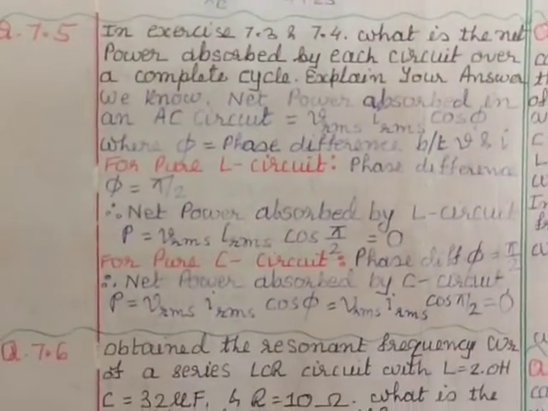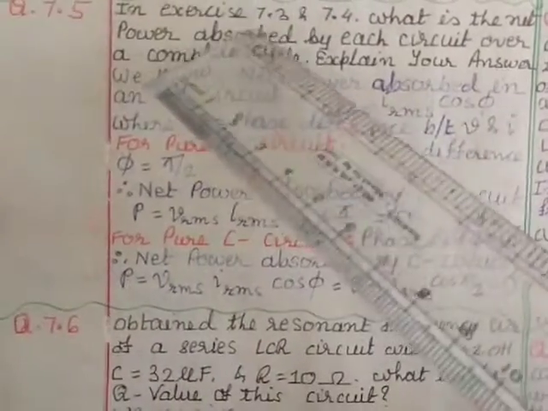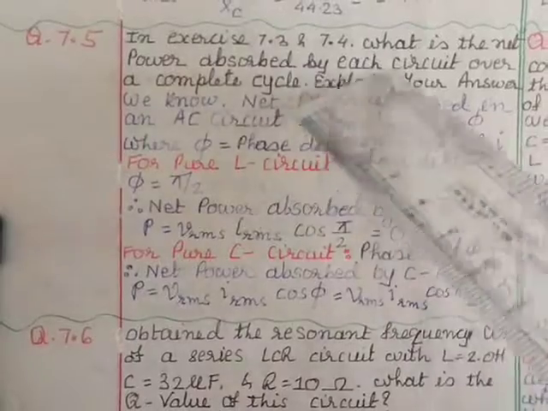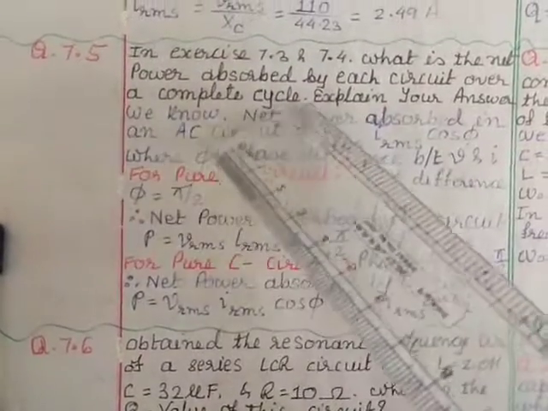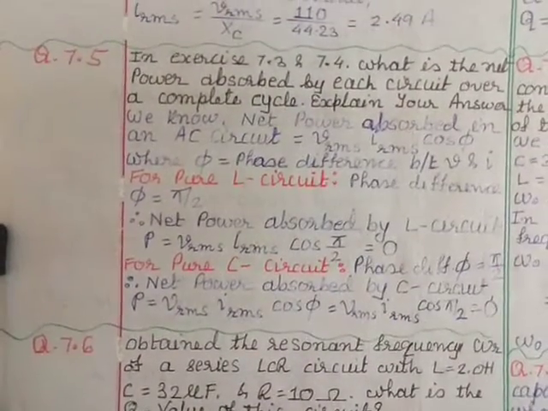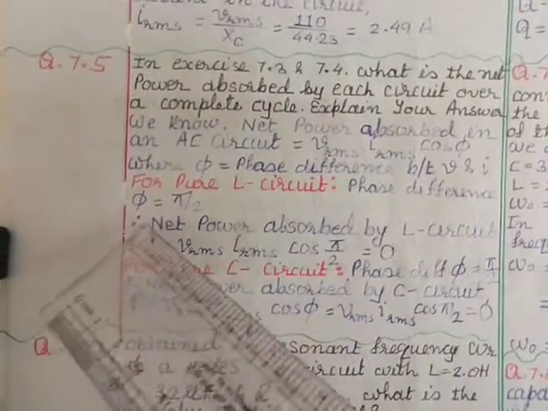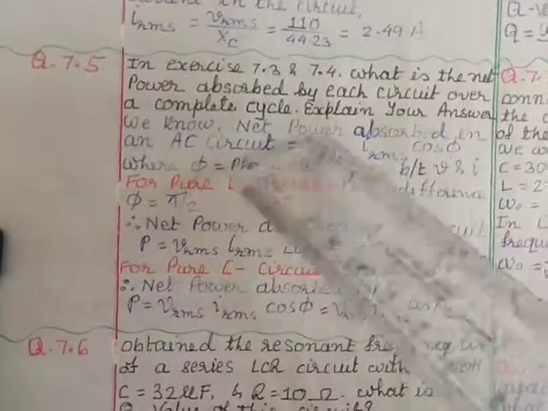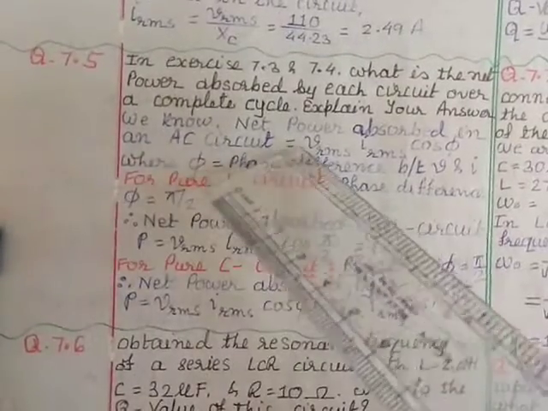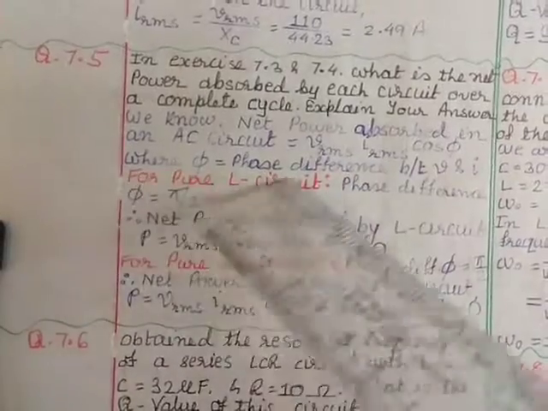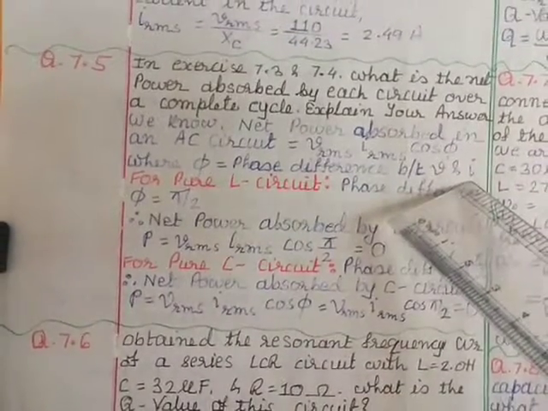Question number 7.5. In exercises 7.3 and 7.4, what is the net power absorbed by each circuit over a complete cycle? Explain your answer. We have to find the power for the L circuit and the C circuit. We know net power absorbed in an AC circuit equal to VRMS into IRMS into cos phi, where phi is the phase difference between voltage and the current.